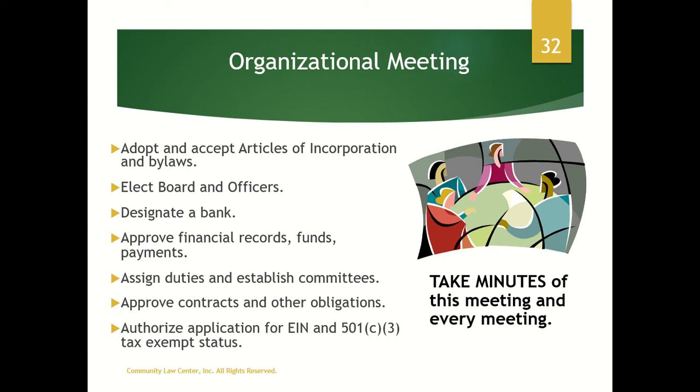Electing your board of directors and officers, choosing a bank, approving financial records, funds, and payments that you've made or that you plan to make, assigning duties and establishing committees, and approving contracts and other obligations. And then if you plan to apply for 501c3 status, you'll also want to authorize an application for that employer identification number, or EIN, and approve applying for 501c3 tax-exempt status.